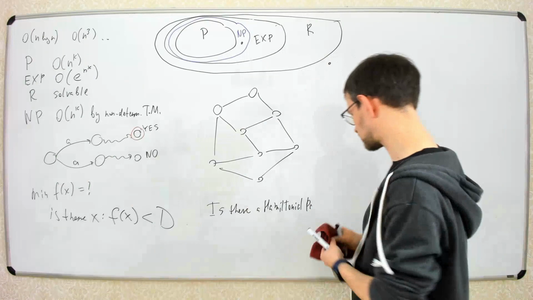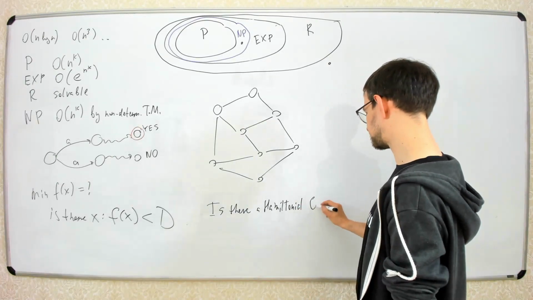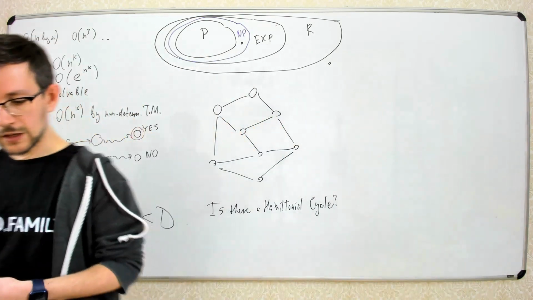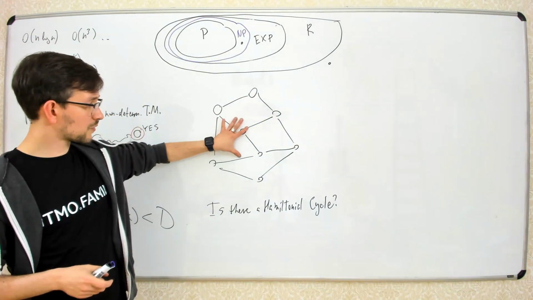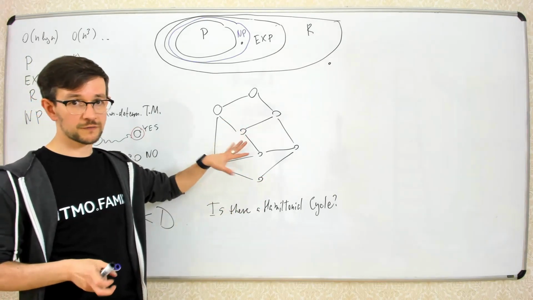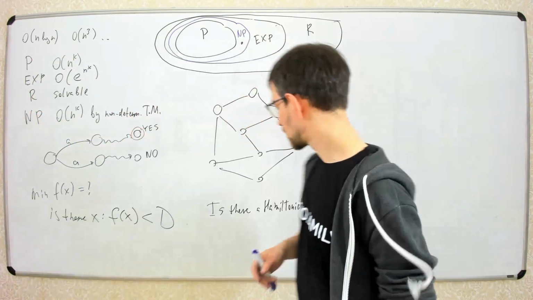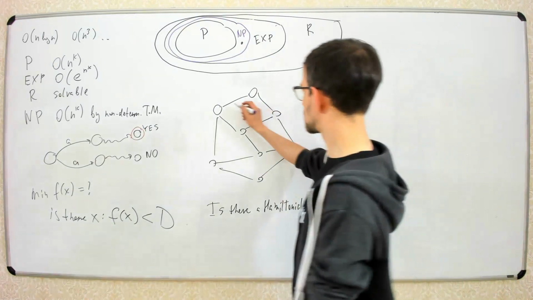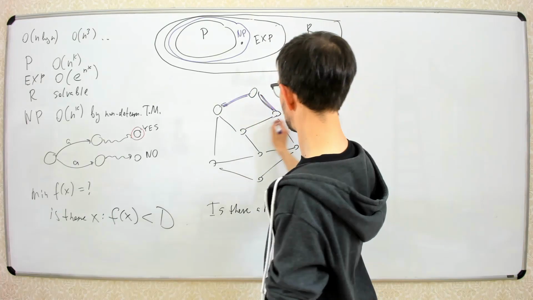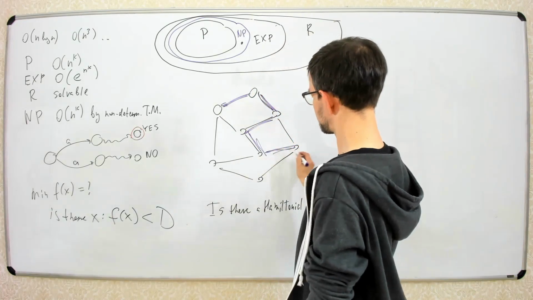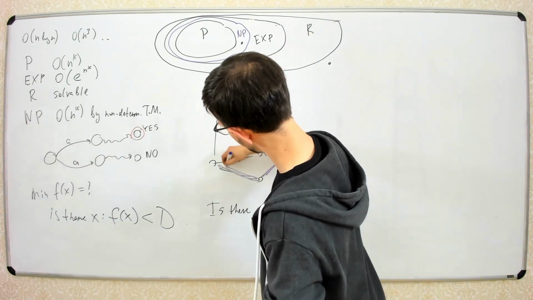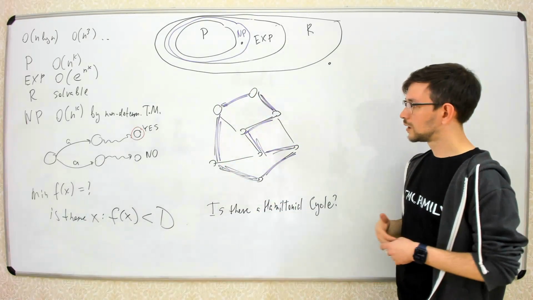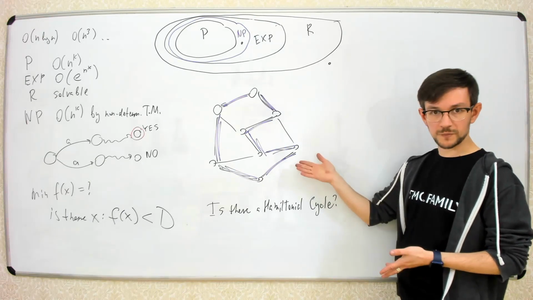Let's make it a cycle, for example. It's a little bit easier. So you're given some graph, and you want to check, is there a Hamiltonian cycle in this graph? For example, for this graph, the answer is yes. You can build a cycle like this. You go here, here, here, here. Yeah, this is a Hamiltonian cycle.